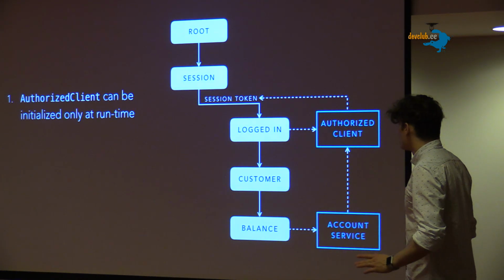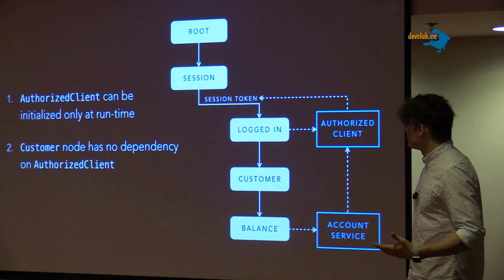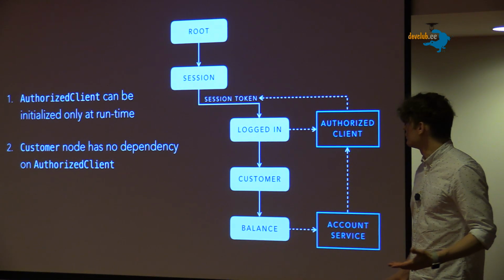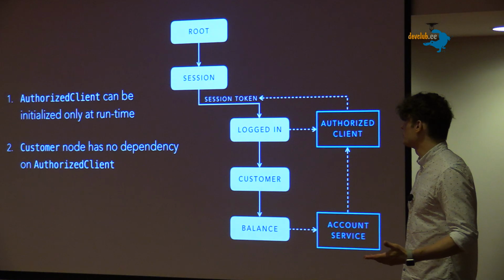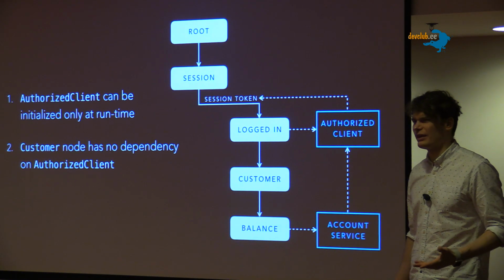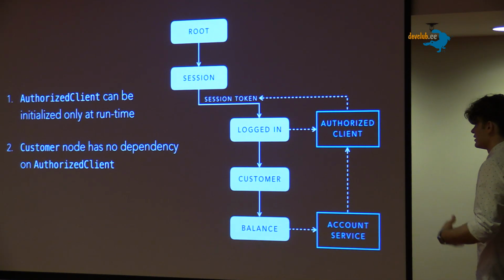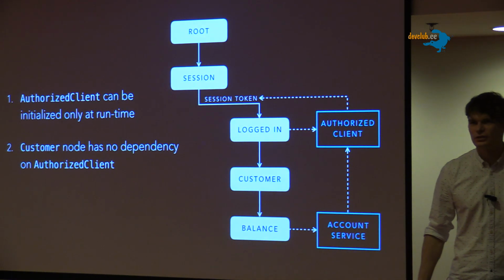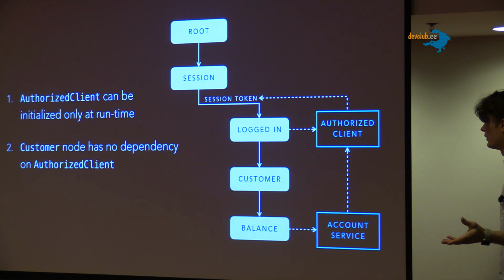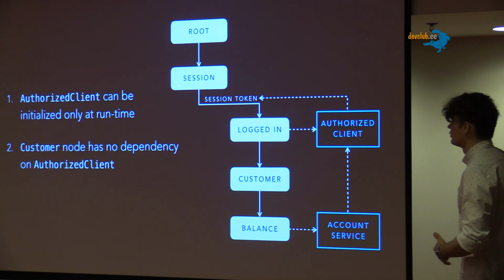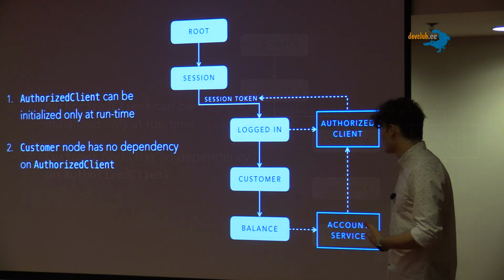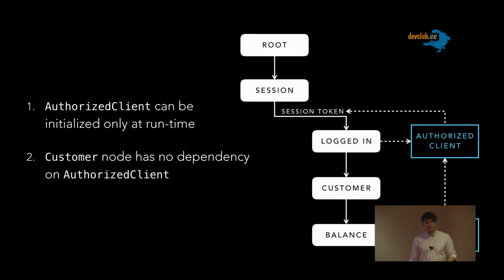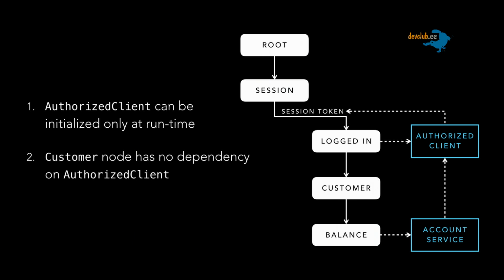And the second observation is that customer node kind of has no dependency on authorized client because, well, customers were loaded when you logged in, and they are only stored there. So the customer scope doesn't use the authorized client to download anything. It just observes the change of selected customer in the customer store. So there is no natural need for the customer to know anything about authorized client. But the balance wants to know. And the problem here is, how can we resolve account service in this situation?